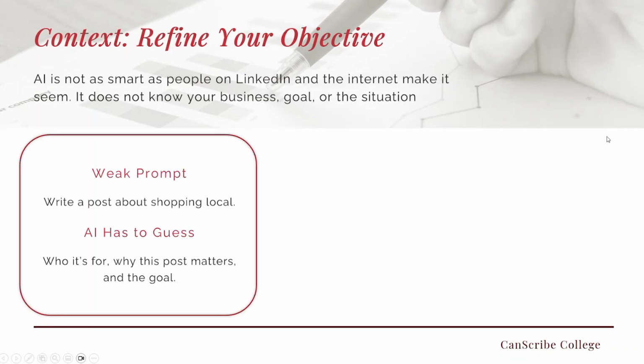And so when you give a weak prompt, you'll see something like, "write a post about shopping local." So AI has to guess who it's for, why the post matters, and the goal. When you say post, do I mean a Facebook post, a LinkedIn post, a blog post, a Twitter post? It can be anything, and it has to guess all of that information.